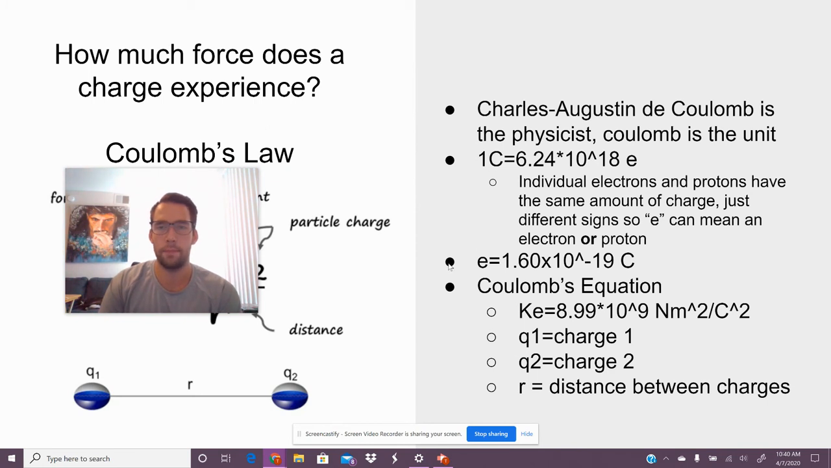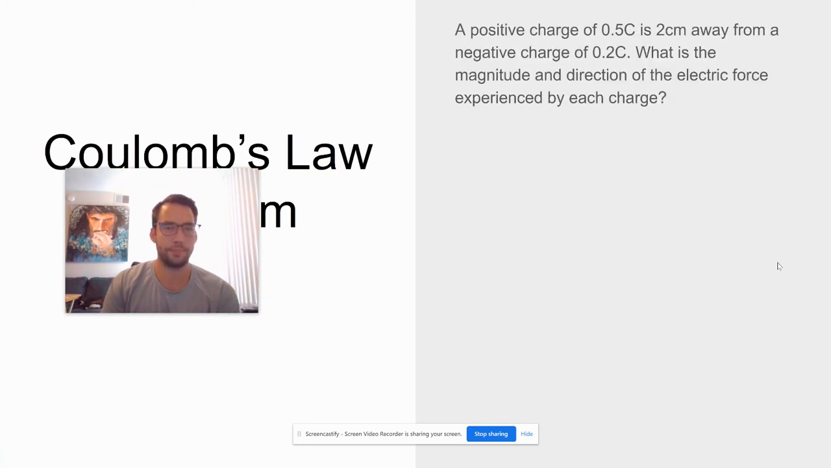Oh, before we move on, it's important to note that 1 coulomb is quite a bit of charge. That's 6.24 times 10 to the 18th electrons or protons. Protons and electrons have the same amount of charge, just in opposite directions, which means that 1 electron has a charge of 1.60 times 10 to the negative 19th coulombs, which is very small.